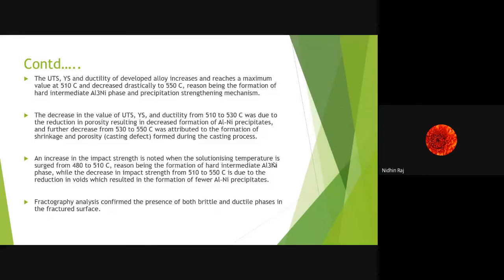Now, regarding the fractography study carried out as a part of this work, the fractography analysis confirmed the presence of both brittle as well as ductile phases in the fractured surface. That was the single statement that we could make out from the entire fractographic study of the 7 alloys that were developed here.